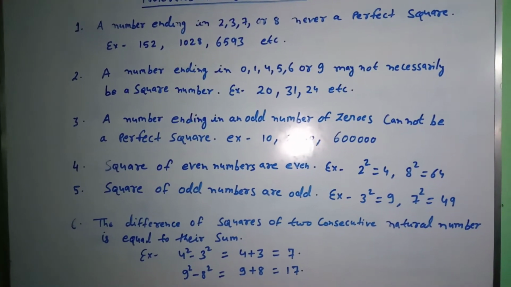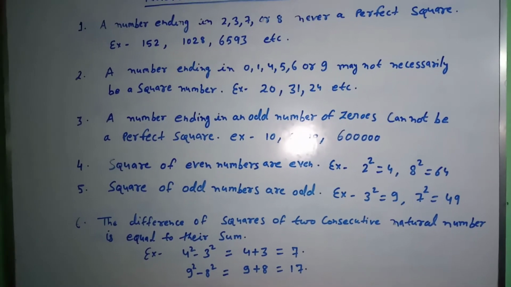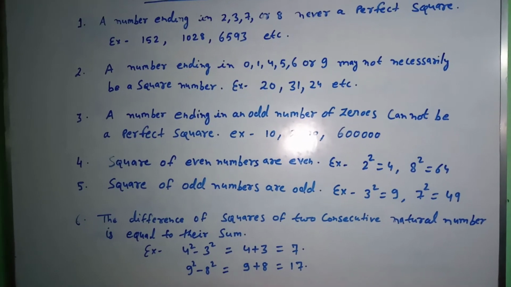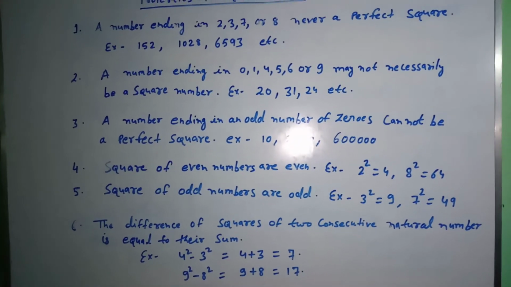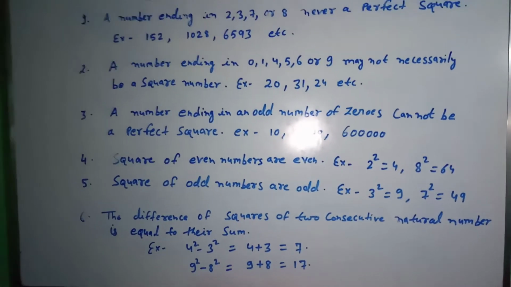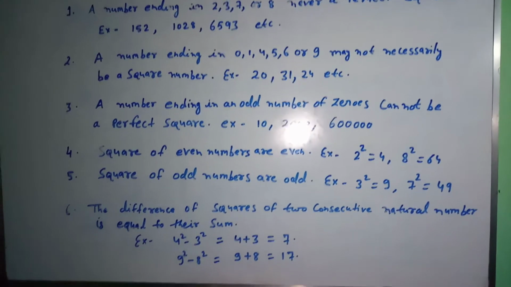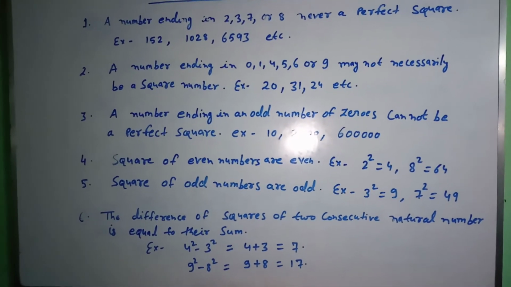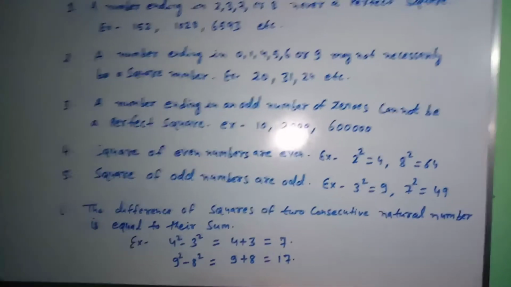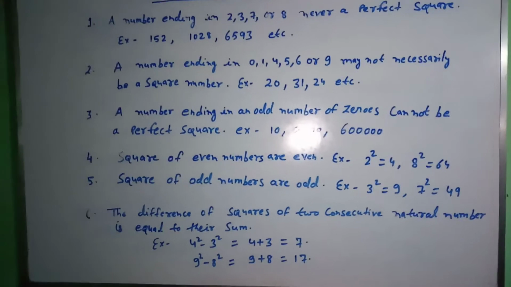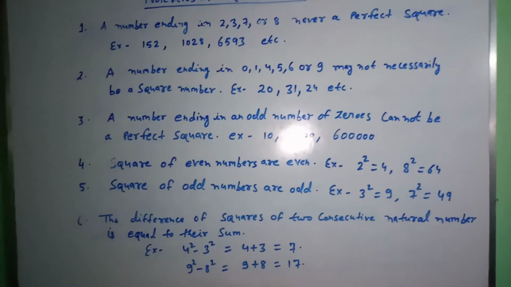the difference of squares of two consecutive natural numbers is equal to their sum. That means if we take two consecutive natural numbers and find the difference of their squares, then we only have to add these numbers. See from the example here, 4 square minus 3 square. These are two consecutive natural numbers. Then we can directly write 4 square minus 3 square equal to 4 plus 3, that is 7.